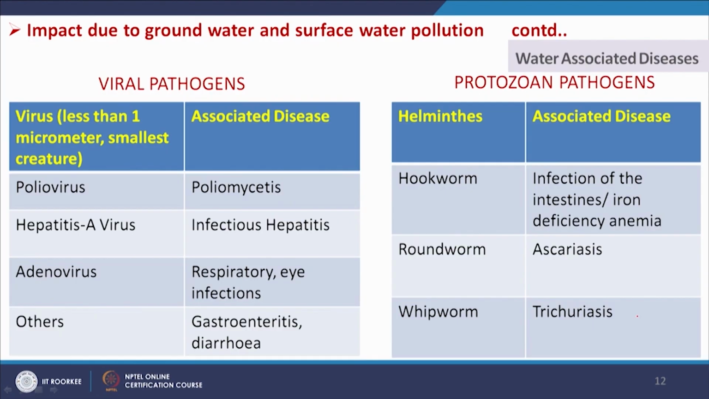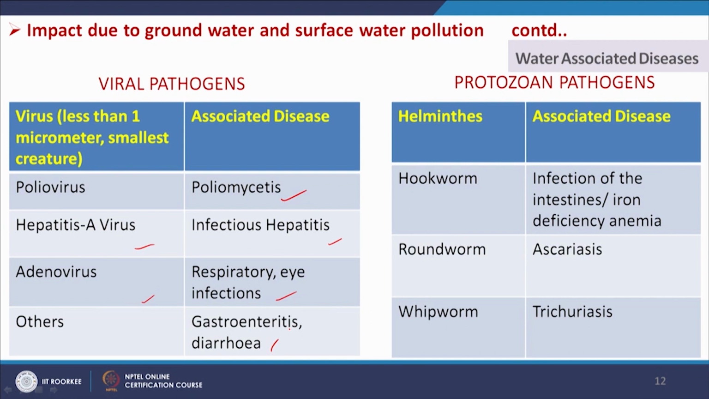Some other water associated diseases may take place through viral pathogens like poliovirus, poliomyelitis, hepatitis A virus, infectious hepatitis, and adenovirus, respiratory eye infections, and others, gastroenteritis and diarrhea. So, those can also happen because of these pollutants.